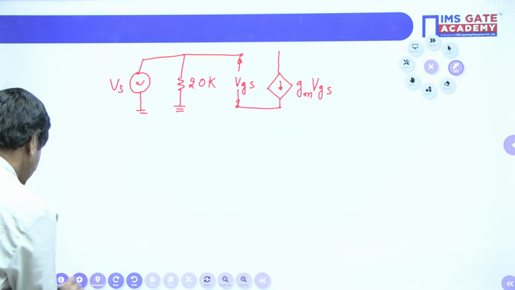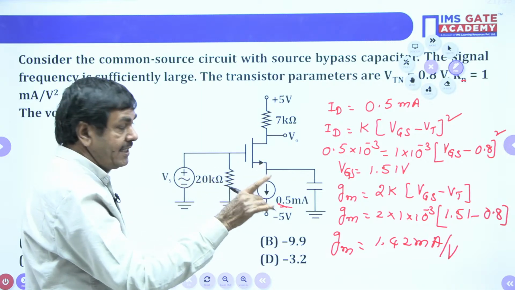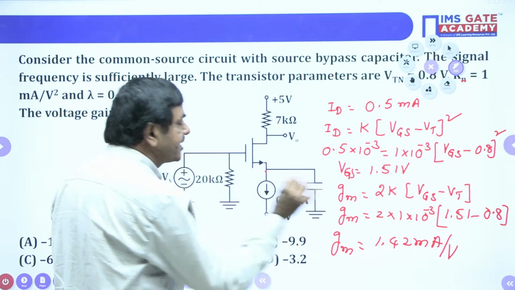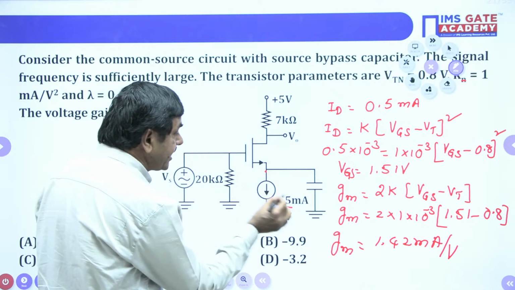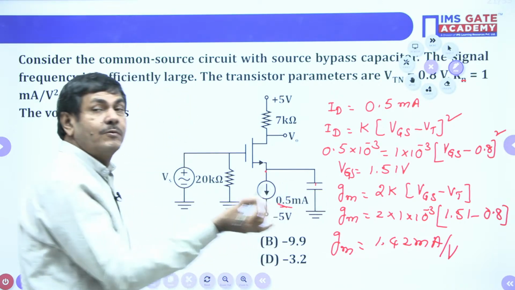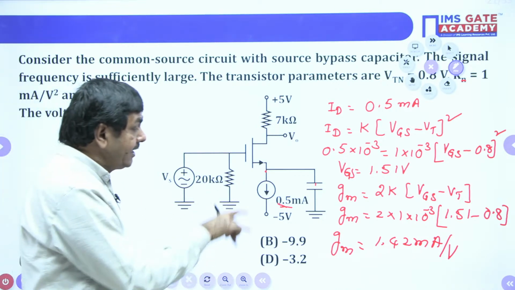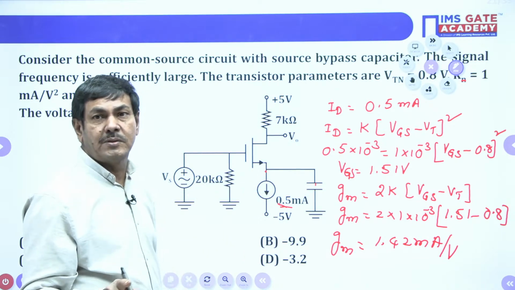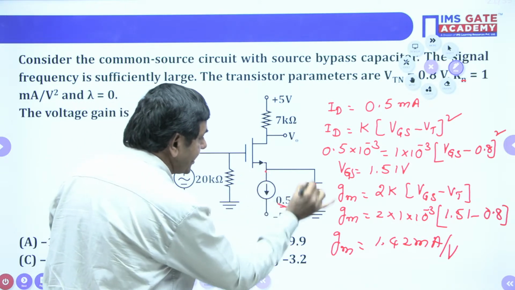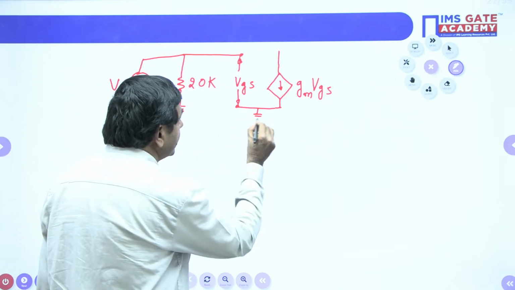But in the problem, what is given, you watch. Under AC analysis, wherever a DC current source is present, it must be open circuited. Wherever a capacitor is given, it must be shorted under AC analysis. A DC voltage source must be short circuited. That is the only condition. At the source, the capacitor is shorted, so it goes to ground directly.